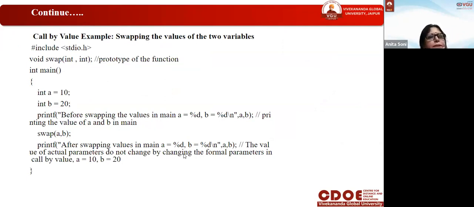Now here is an example of the function swap. Swap means you are exchanging the values of two variables. Here we have declared a function swap. The return type is void, the function name is swap, and we are passing two parameters of data type int. Inside main we have declared variables A and B. A is holding the value 10, B is holding 20. Before swap, you are printing the values of A and B, it will print 10, 20. Now swap is invoked, you are passing 10 and 20.